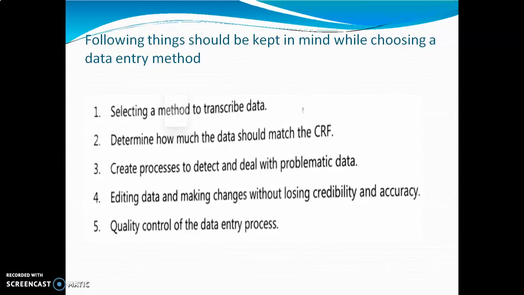When such things occur, they should be detected immediately. Even whenever wrong data enter, it should be queried with the investigators, and edited wherever required, so that credibility can be achieved. Otherwise it will lose credibility, so that accuracy can be developed also. And the quality control of the data entry process should be borne in mind while entering the data, such that high quality data is entered at completion.